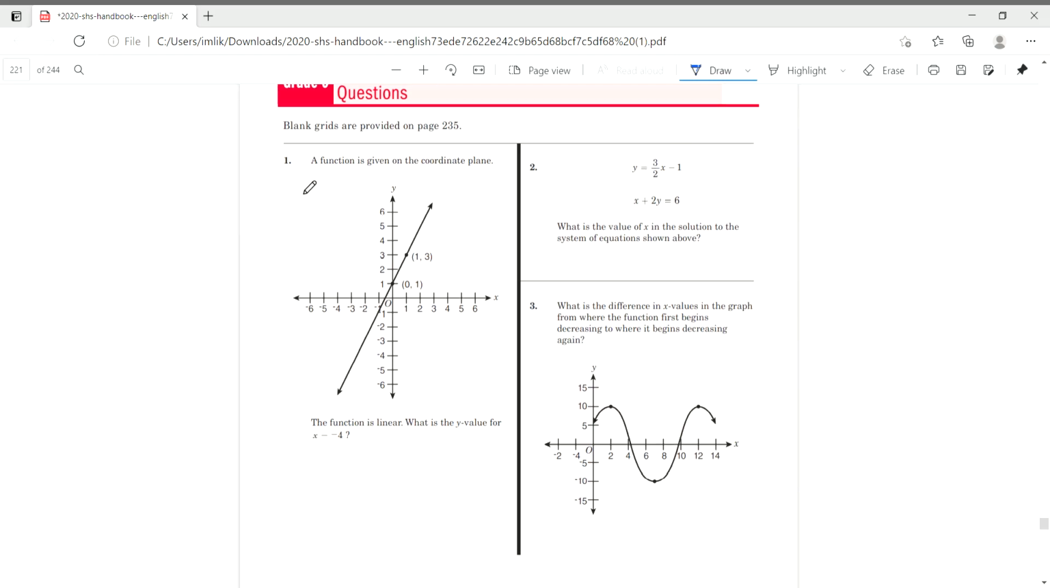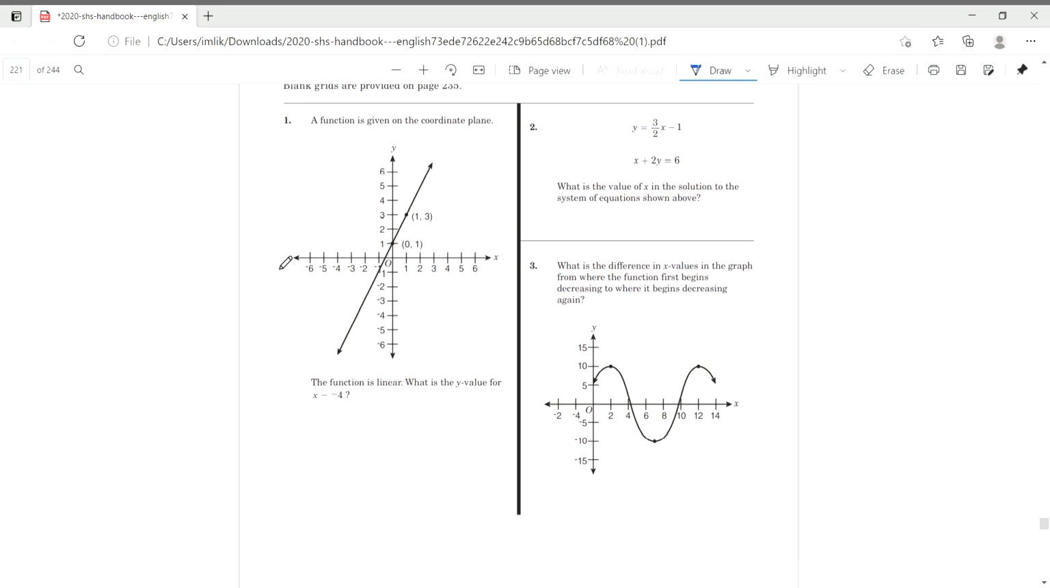A function is given on the coordinate plane. The function is linear. What is the y value for x equal to -4? Okay, so we're given linear, so we can plug it into the formula y equals mx plus b. And we're also given 2 points, so we can find m, and we also know when our line intercepts the y-axis, so we are also given b. So let's solve for them.